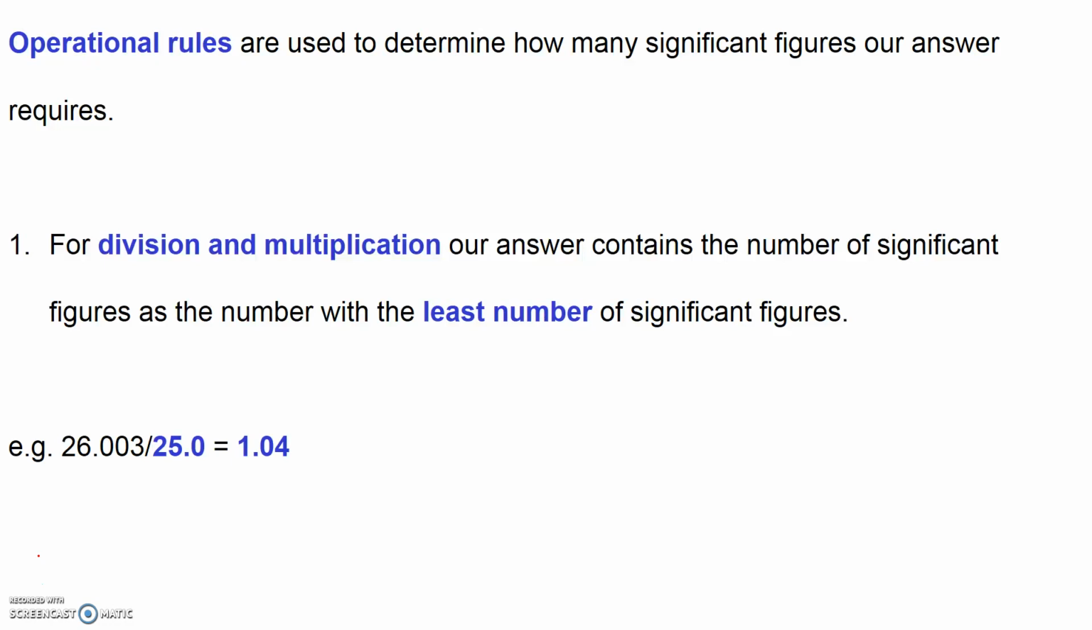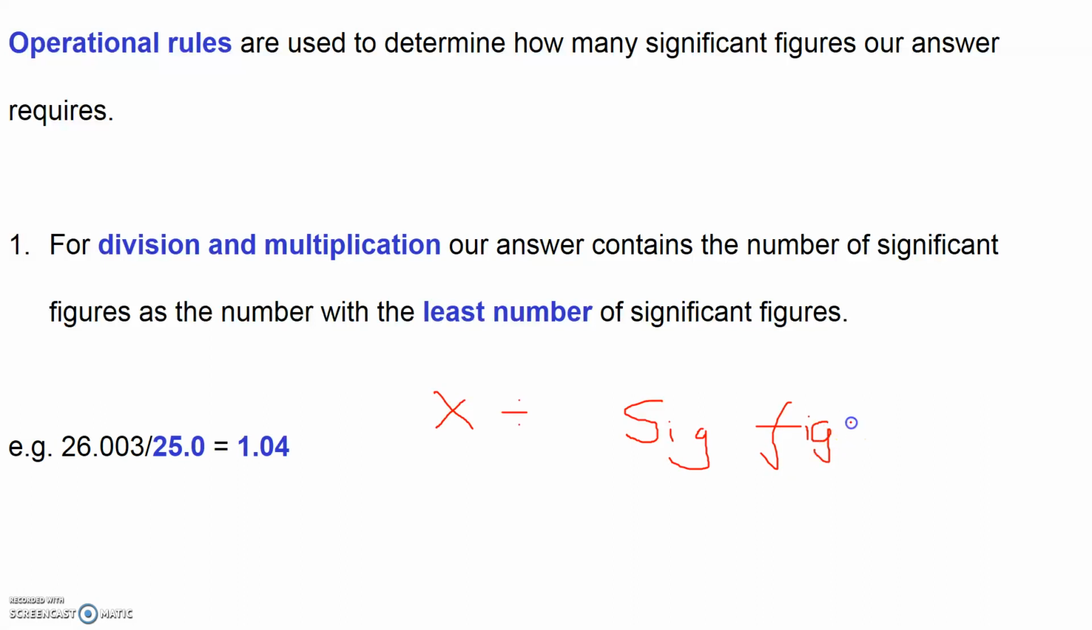So to do this correctly, we need to apply what are known as operational rules to determine how many significant figures our answer should have. And there are two of these rules. The first one applies to division and multiplication, and it says that our answer from either division or multiplication should contain the same number of significant figures as the measurement with the least number of significant figures. So when we're multiplying or dividing, it's all about the figs, all about the significant figures.